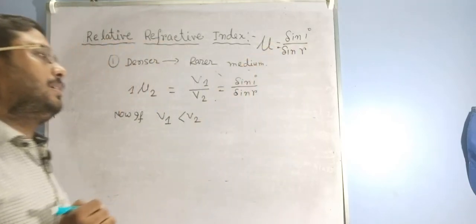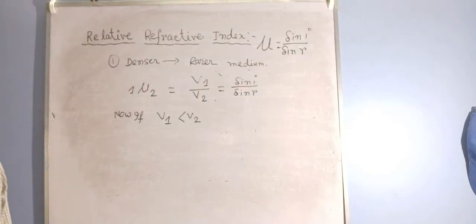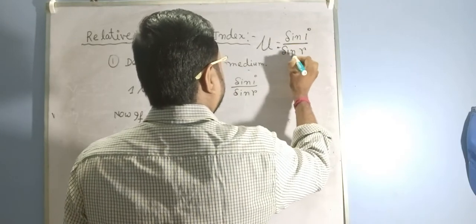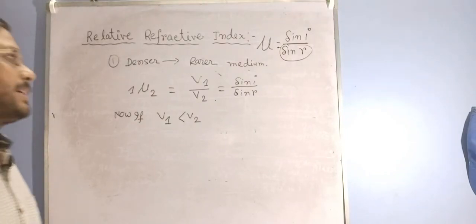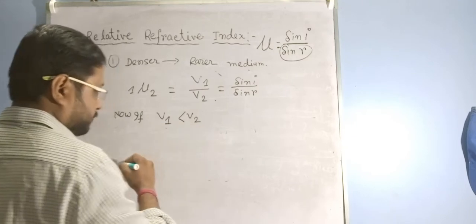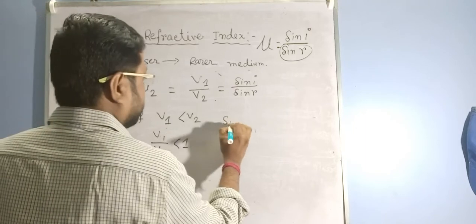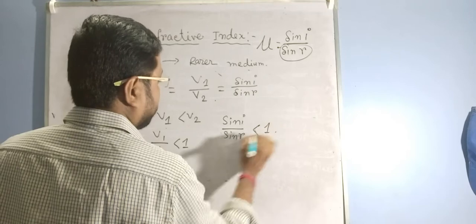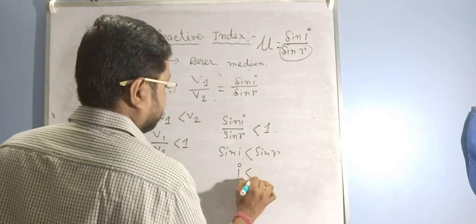Sine means the trigonometric angle, sine theta, cos theta. That is the sine of the angle of incidence, and the ratio to the sine of the angle of refraction must be constant and is equal to the refractive index of that medium. So, if V1 is less than V2, then V1 by V2 is less than 1. Therefore, obviously sine I by sine R is less than 1. Therefore, sine I is less than sine R and I is less than R.